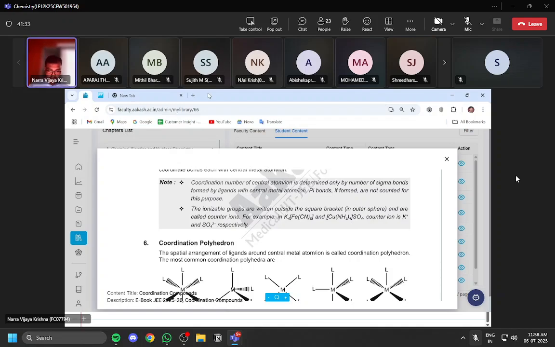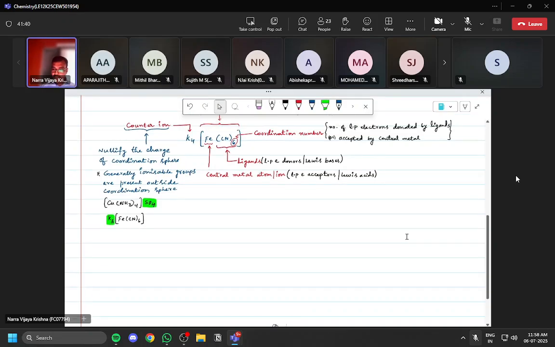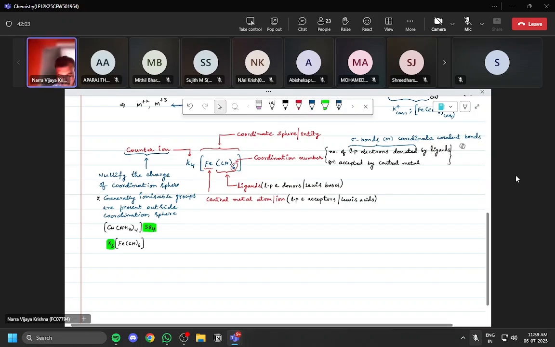So what I have to write under coordination sphere: the number of lone pair electrons donated, or I will write sigma bonds, or I will write coordinate covalent bonds. Right? Now I am taking the next heading. What is it? Coordination polyhedron.